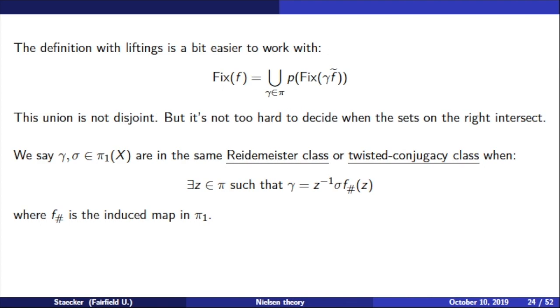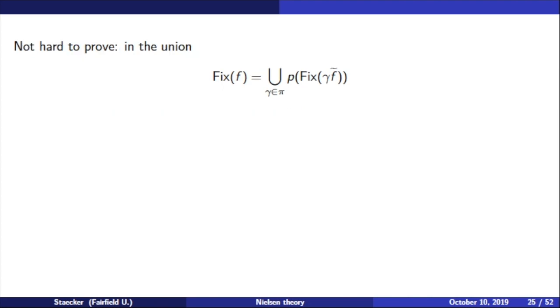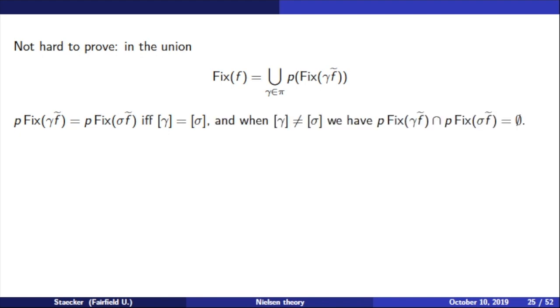All right. And if sigma and gamma are twisted conjugate like that, we write it this way: the class of sigma is the same as the class of gamma. And it's not so hard to prove that in this union here, I said it's not a disjoint union, but you can say very specifically that for the sets inside the union, if those two classes are the same, then those sets are equal. And if the classes are different, then the fixed point sets are disjoint.